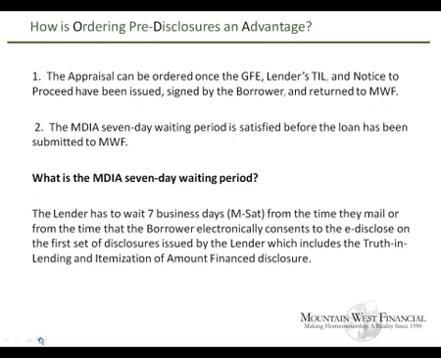What is the MDIA 7-day waiting period? What does that mean? Well, the lender has to wait 7 business days, which would be Monday through Saturday, from the time they mail or from the time that the borrower electronically consents to the e-disclose on the first set of disclosures issued by the lender. If the broker requests a pre-disclosure, the 7-day waiting period has passed by the time the loan has been submitted to Mountain West. If the broker does not request a pre-disclosure, then the 7-day waiting period starts when the broker submits the full file to Mountain West.